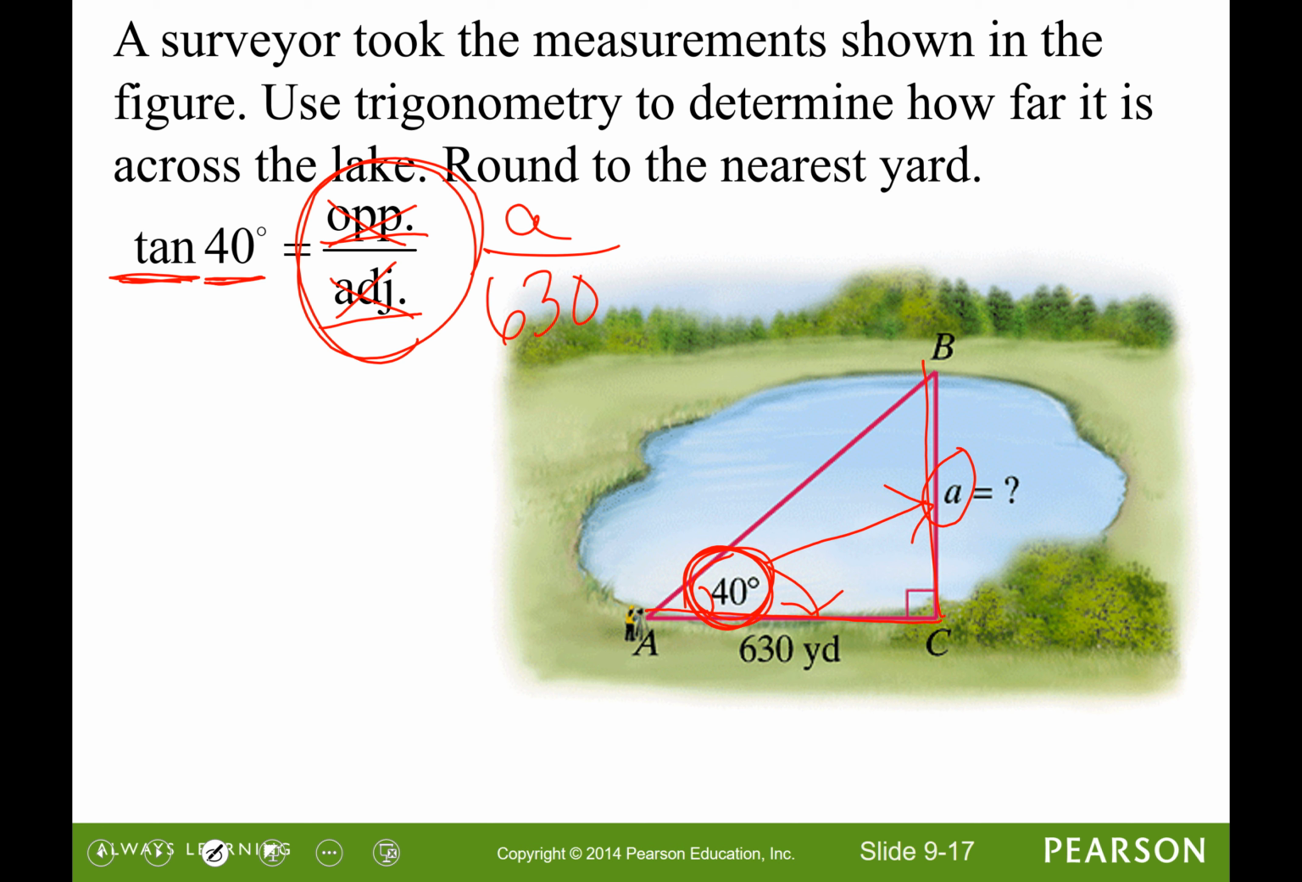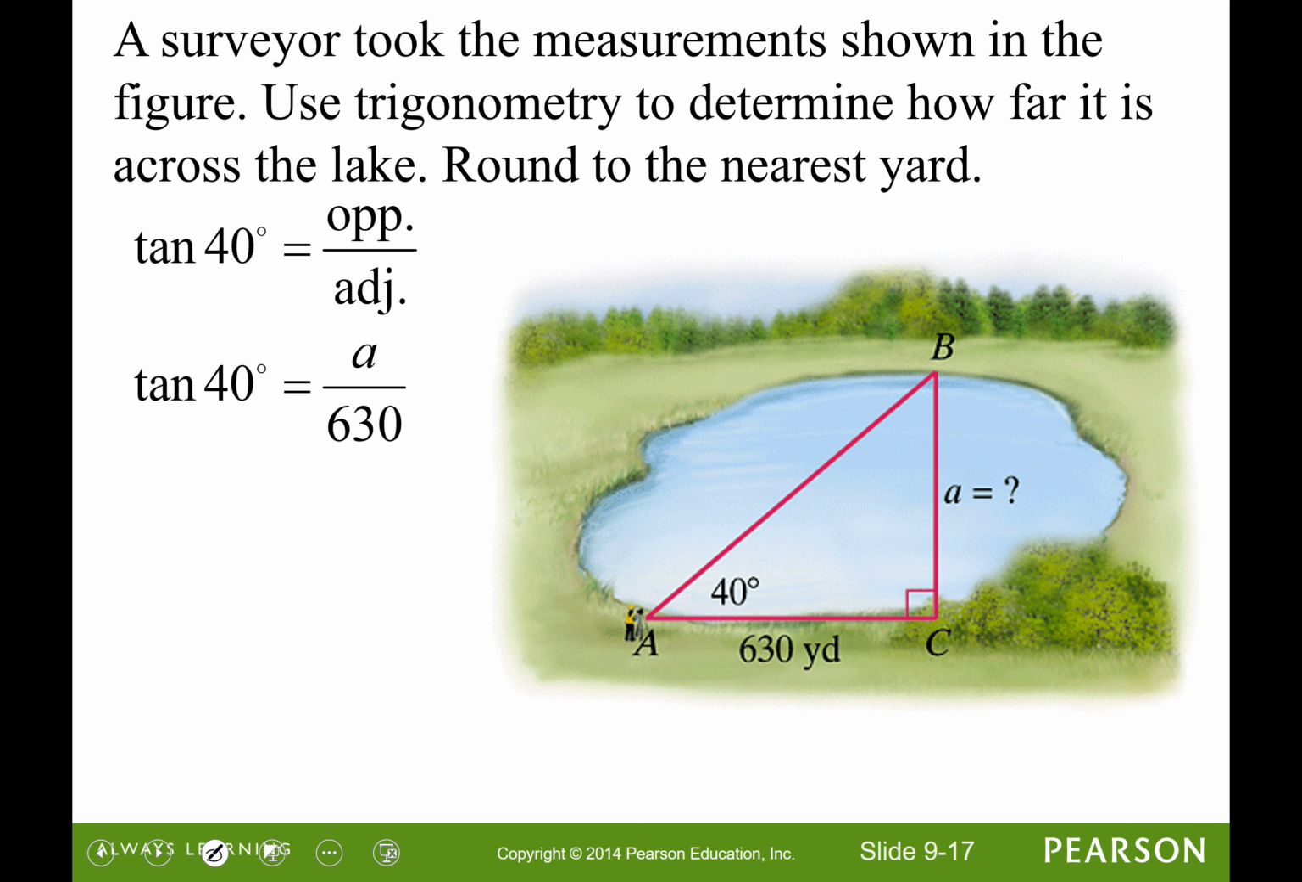Notice that the third side of the triangle, the hypotenuse, is not used when we're using the tangent function. Tangent is dependent on the opposite and adjacent side lengths, not the length of the hypotenuse. Let's see what that line looks like after substituting A and 630. We would read that as tangent of 40 degrees equals A over 630. Now that equation only has one unknown, which is exactly what we want. We'll isolate that unknown using our algebra skills and then round to the nearest yard.